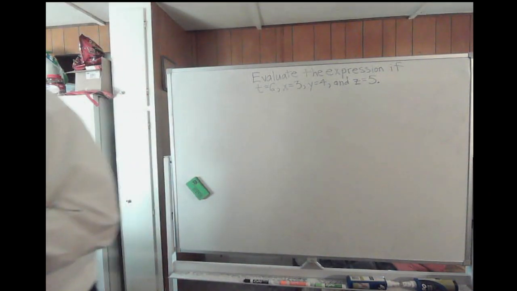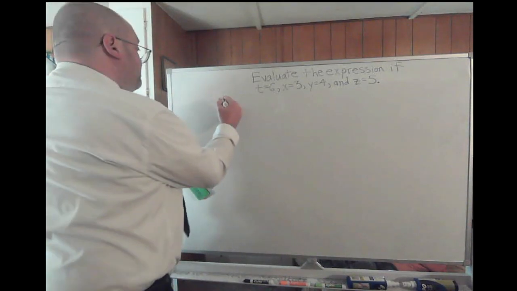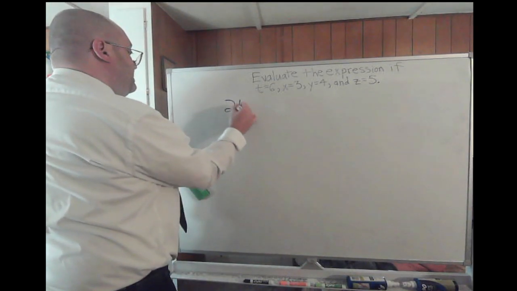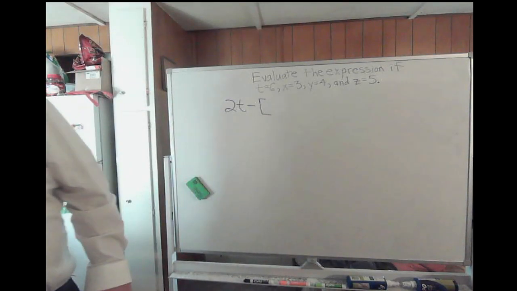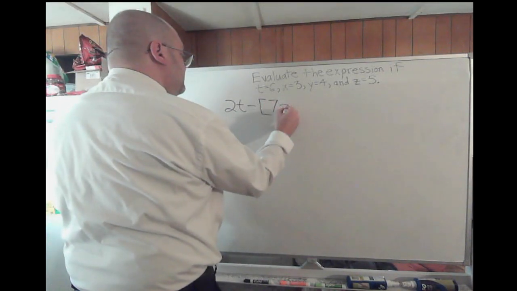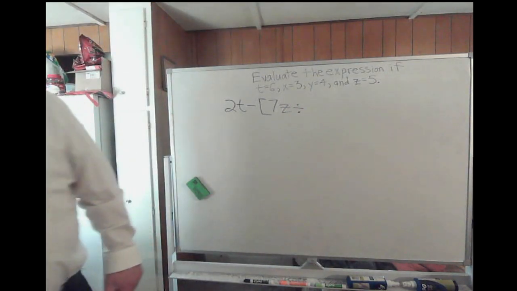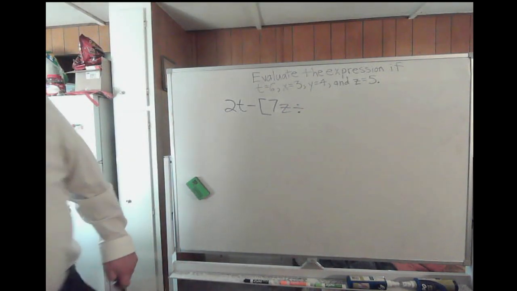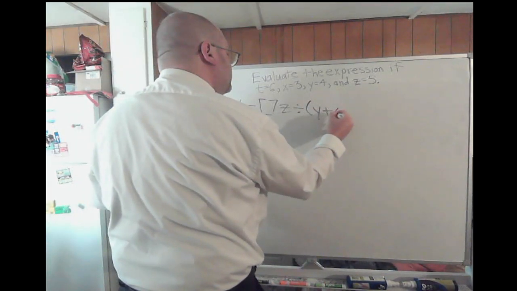Last problem, we're there. Alright, so outside the brackets we have 2t minus, inside brackets, we have 7z divided by, in parentheses, y plus x.